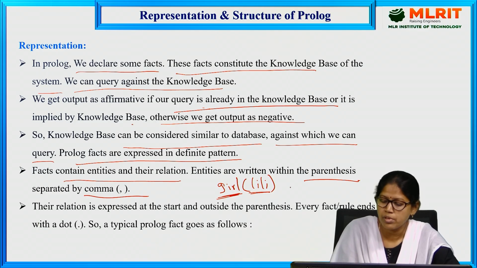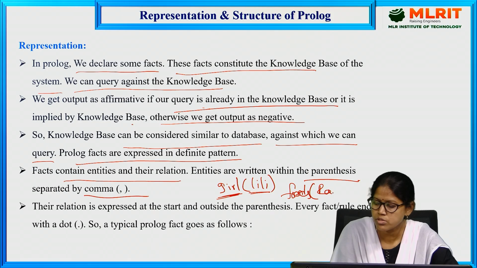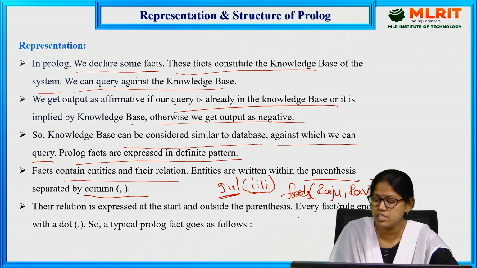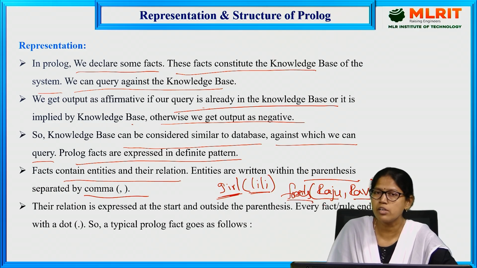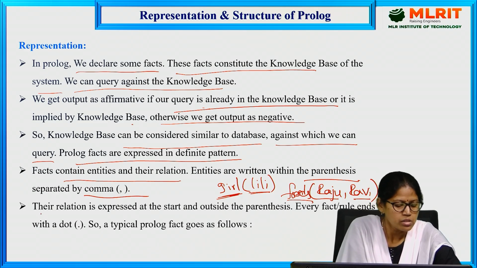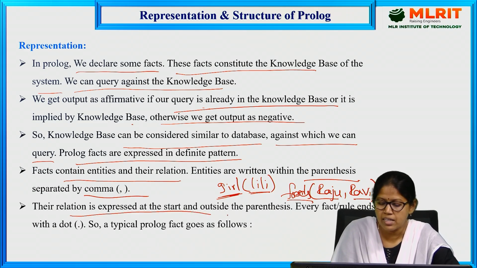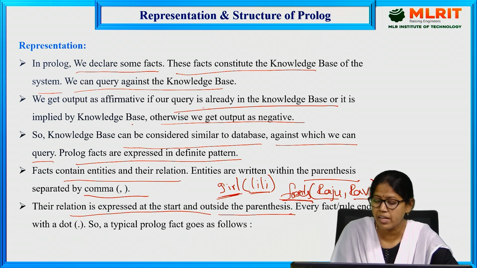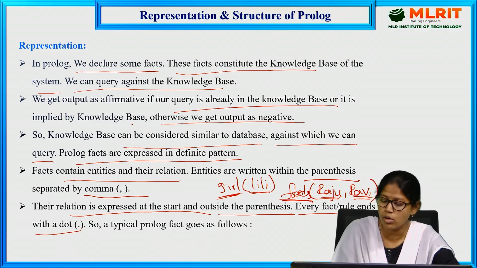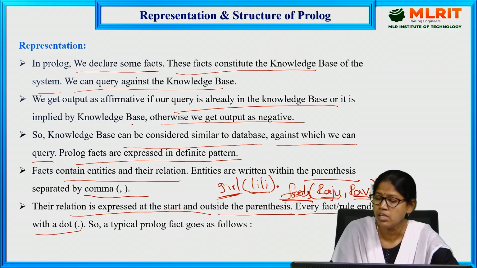Next, for example, if you want to write another thing, friends, Raju, comma, Ravi. So how can we read this statement? Raju and Ravi are friends. Like that, based upon the scenario, the reading of the statement will change. So the relation is expressed at the start and outside the parenthesis. Friends is the relation, Raju and Ravi are the objects or entities. Every fact or rule ends with a dot. Definitely it should end with a period.